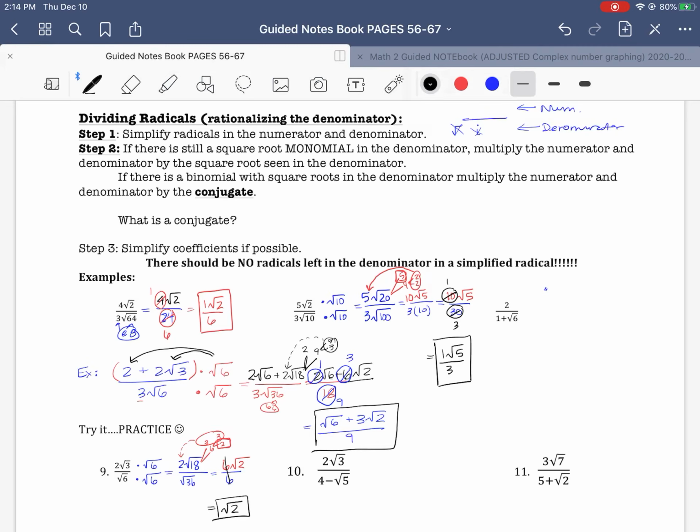Okay, in the next video, I'll talk about what to do if there is a binomial in the bottom, something that looks like that.